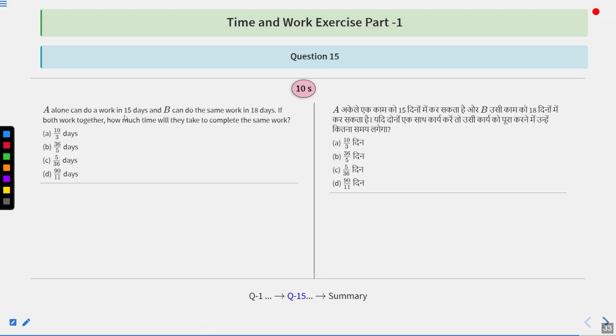A alone can do a work in 15 days and B can do the same work in 18 days. If both work together, how much time will they take to complete the same work? Options are given to you: 10 upon 3 days, 36 upon 5 days, 5 upon 36 days, or 90 upon 11 days. These are the options.